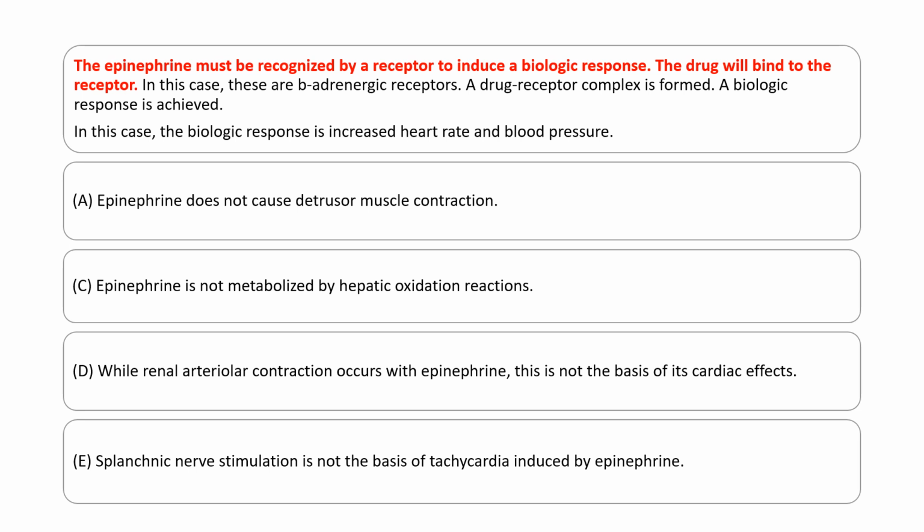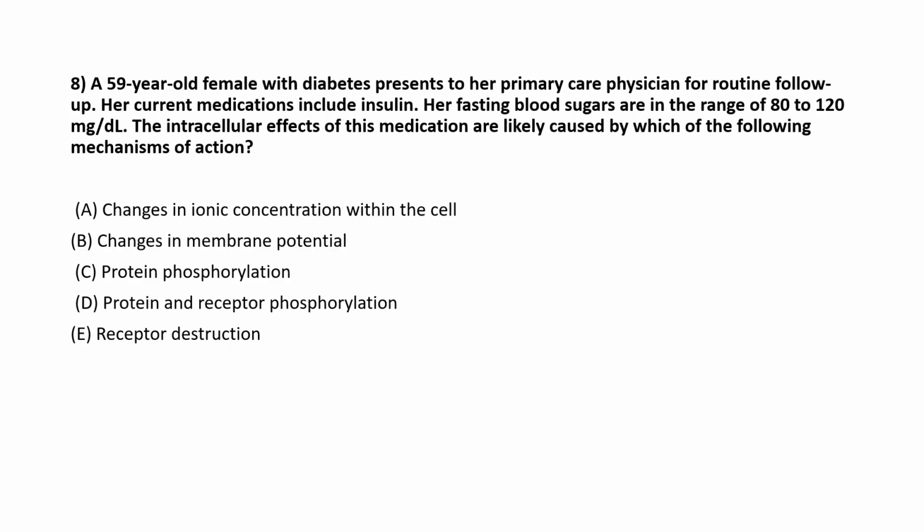The remaining other options are wrong. The option A, epinephrine, does not cause detrusor muscle contraction and also it is not metabolized by hepatic oxidation reactions. Then the option D, while renal arteriolar contraction occurs with epinephrine, this is not the basis of its cardiac effects. And option E is splanchnic nerve stimulation, and it is also not the basis of tachycardia induced by epinephrine. So the next question.